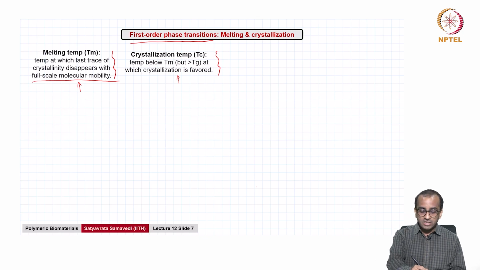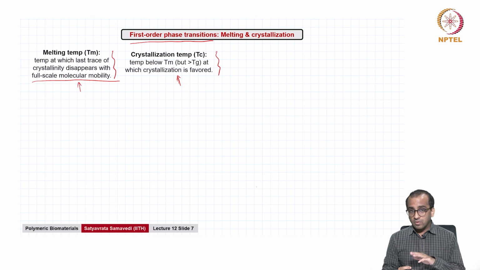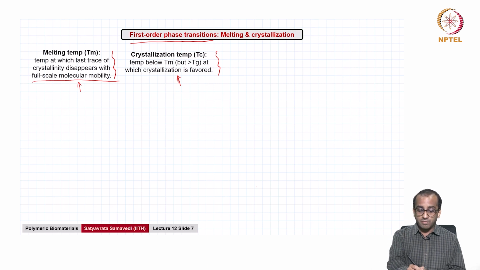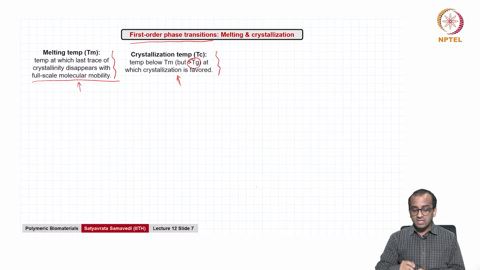And crystallization temperature is that temperature below the melting temperature but above the glass transition temperature. Why that is so, we will see in a minute, at which crystallization is favored. So these would be good working definitions for us to look at for melting and crystallization temperatures.